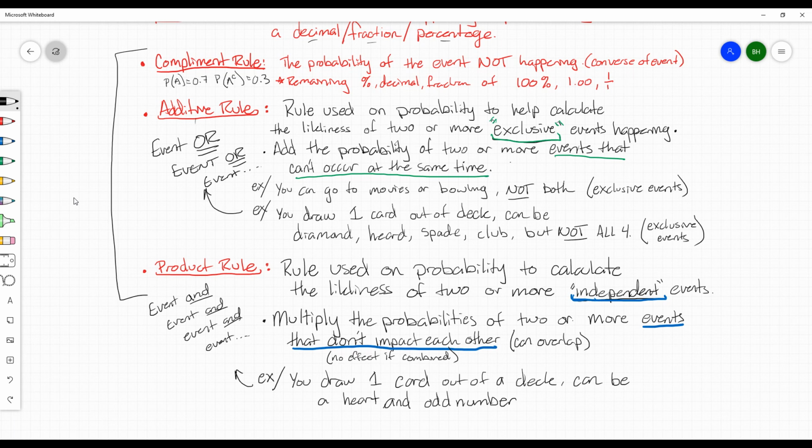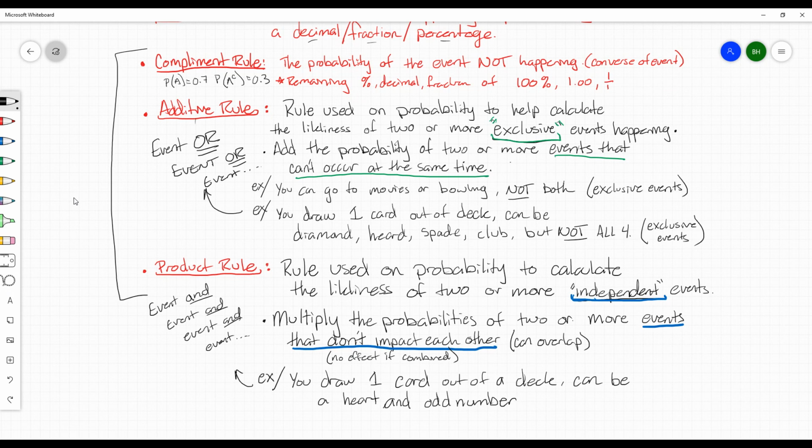So we said out of 100%, out of 1.00, or out of like 1 over 1 if you have a fraction, it's whatever's the rest. And so here it'd be 0.3 representing the remainder of the 1.00. That would be the complement of event A.